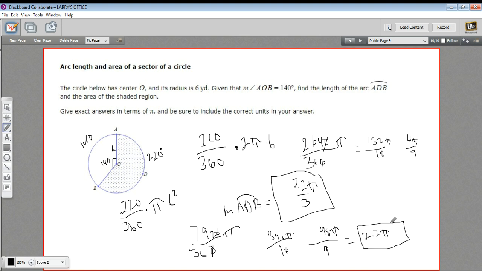So this is the area of that sector. Area, let's see, we should put our units in here. This is square yards for area, and this is just yards for the distance of that arc. So that is a little bit of work with finding an arc length and the area of a sector of a circle.